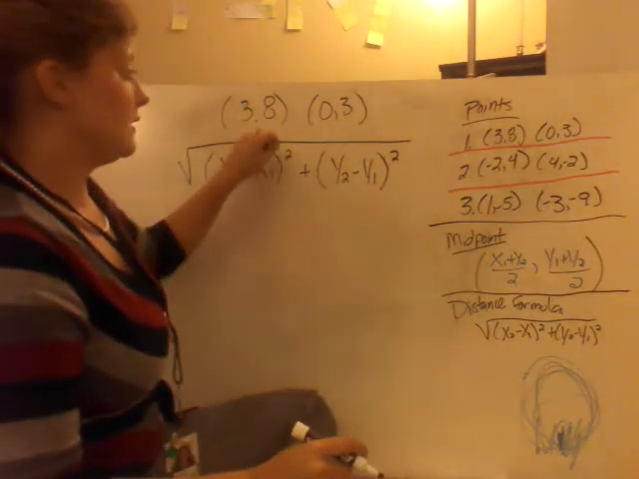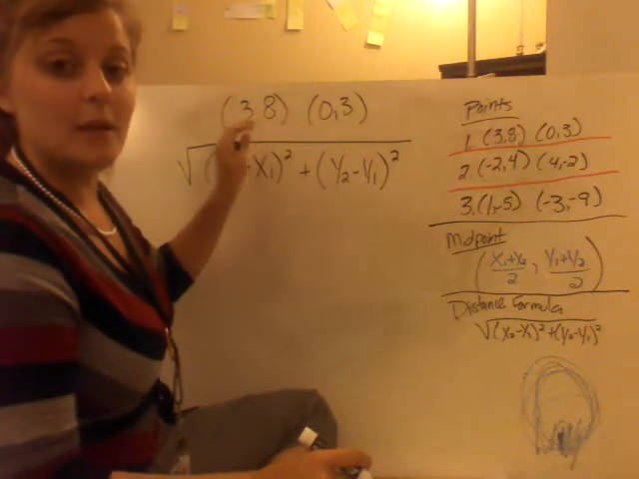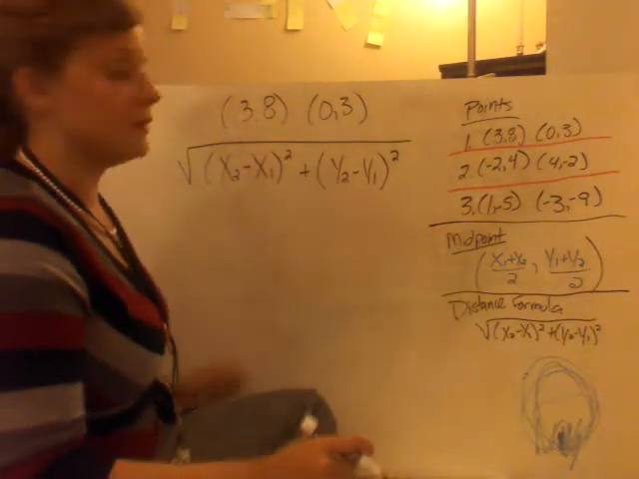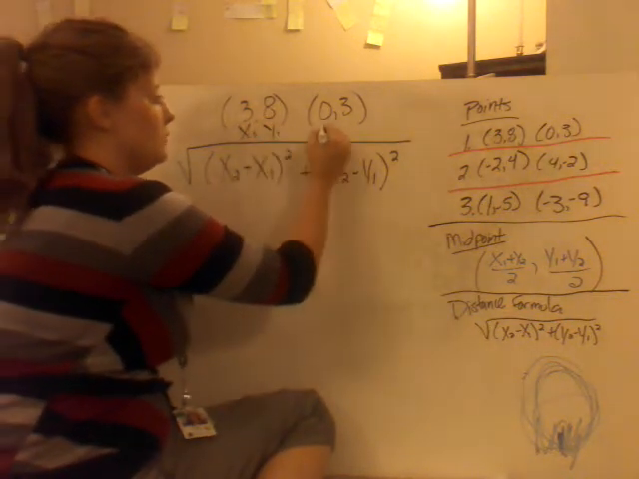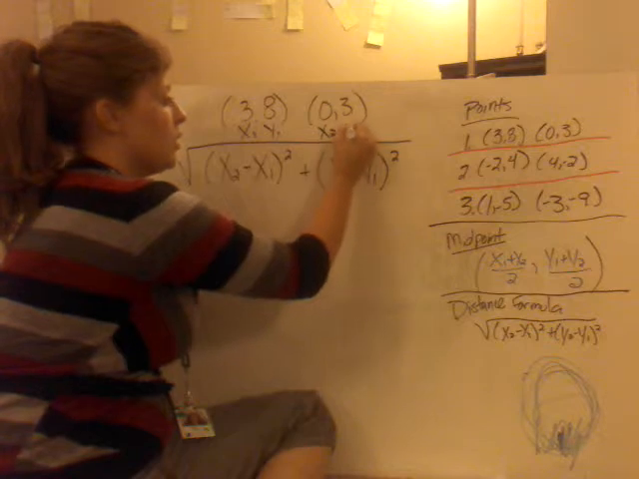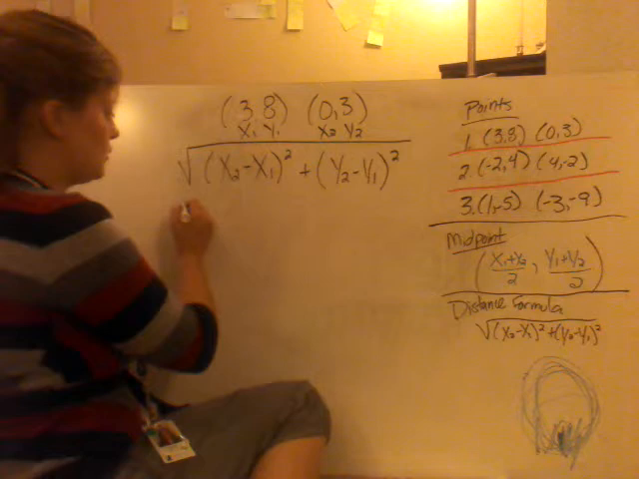Again, I'm going to signify which ones are which. I can pick either one. It does not matter, but I need to stick with that one the entire way through the problem. So I'm going to say x1, y1, x2, y2. So this is our square root, so I can go ahead and draw that back in.